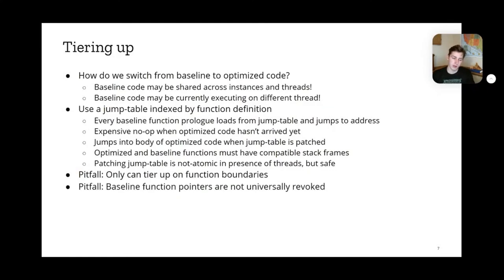The other pitfall is a little bit more subtle, in that baseline function pointers are not universally revoked. The reason for this is when you instantiate code using these baseline functions, these function pointers get put into different places. For example, they may make their way into funcref tables, funcref table entries, and they can also be used for imported functions. And so these function pointers may persist, and finding all the different places across the VM that they may have made their way into by the time Ion finished compiling is a bit of a challenge. And so currently we don't try and revoke it.